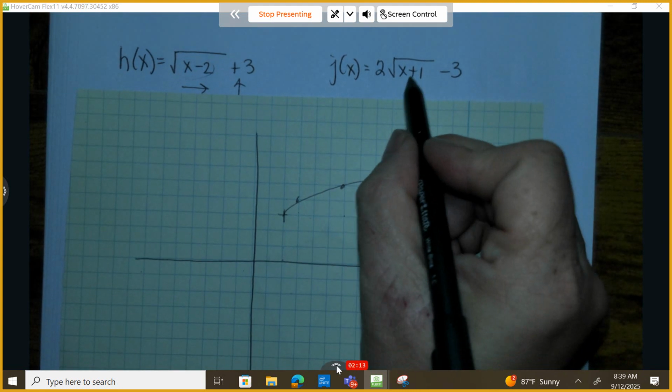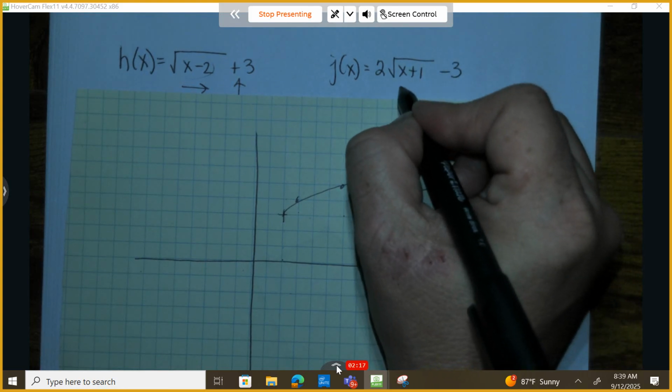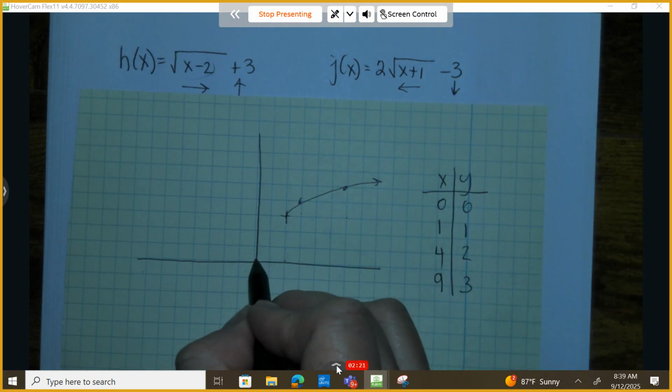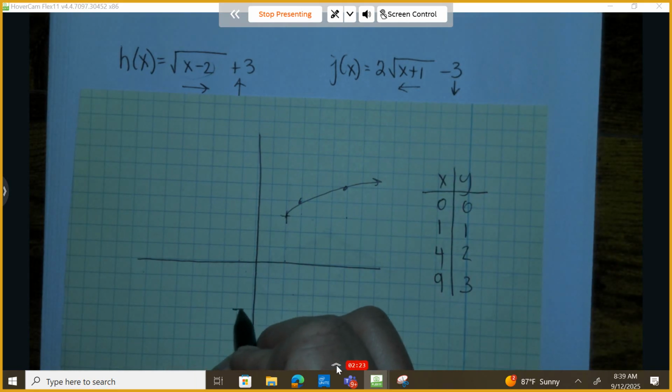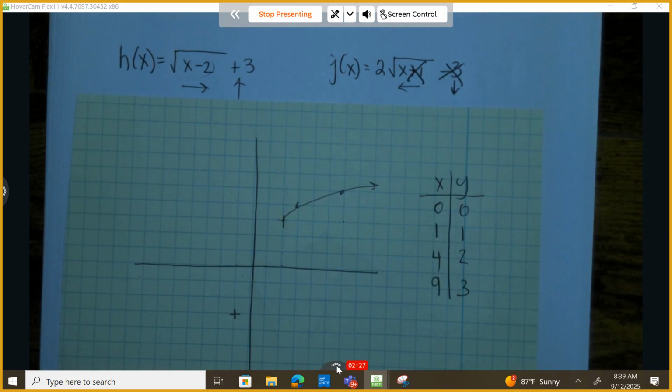So the very first thing I do is I worry about any of the translation of left, right, up, or down. So I start here. It lies to me. So I'm going to go left 1 and down 3. So from here, left 1 and down 3. And again, if this is confusing to you, after you do that, you're going to go up and cross it out so you're not confused anymore.